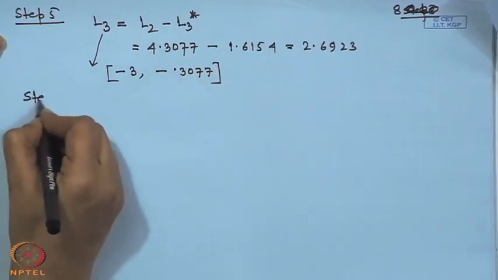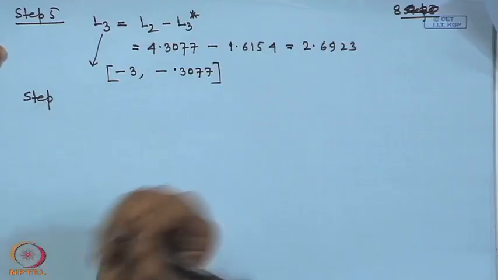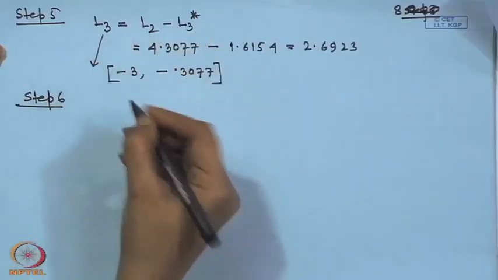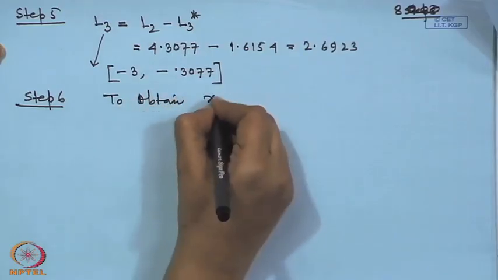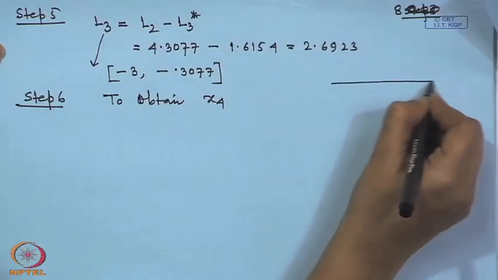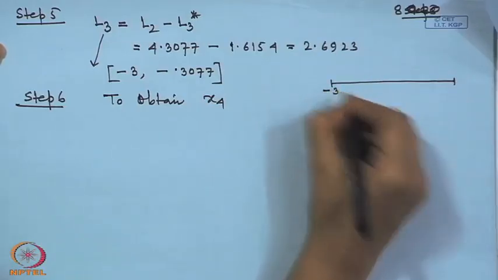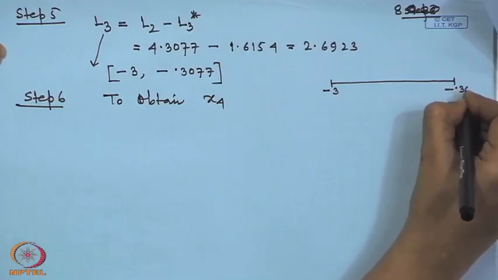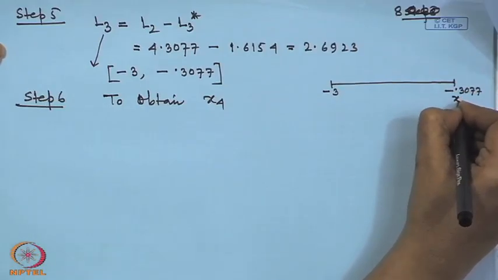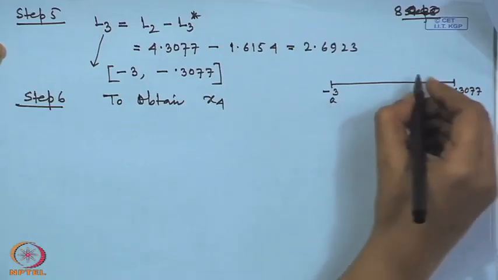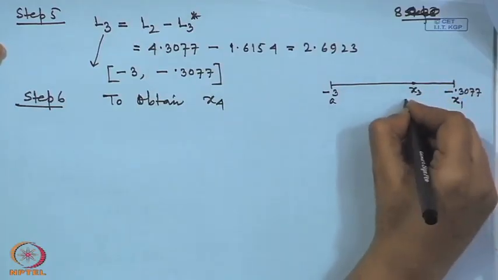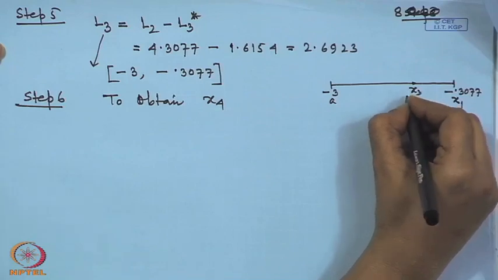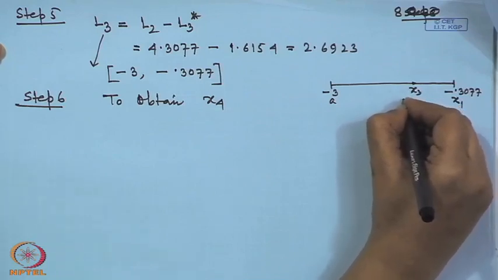Again the next task would be to find the next approximation. We have to reach up to the 6th experiment because we have considered n equal to 6. That is why we are moving to the next. We will obtain x4. Let me draw the figure again. We are having minus 3 at one end, minus 0.3077 at x1 in the other end. This is my A. In between we are having x3, and just now we got x3 equal to minus 1.3846.